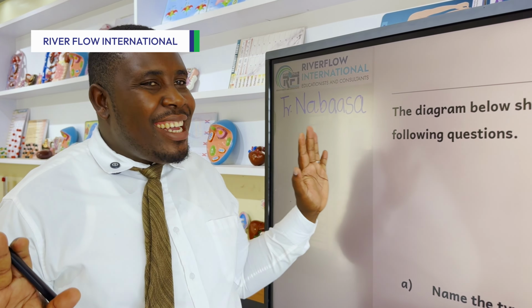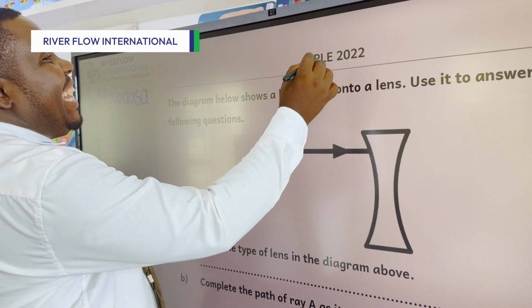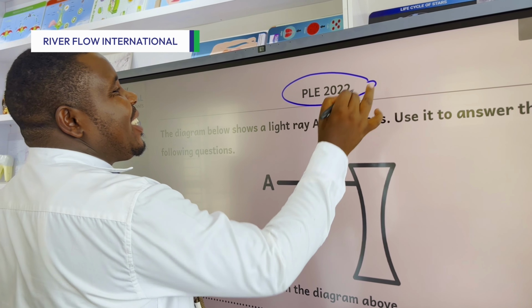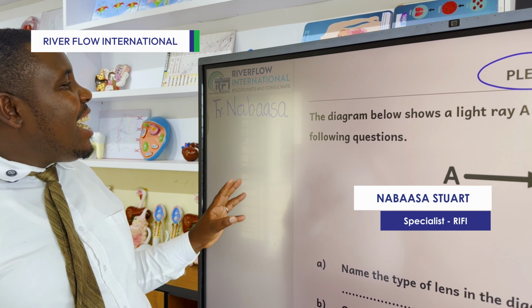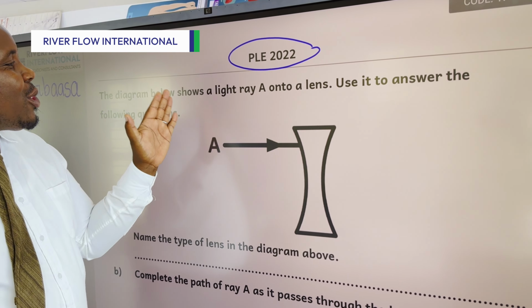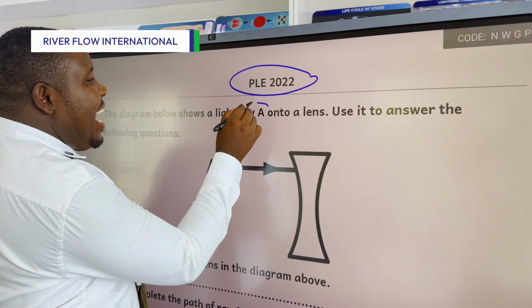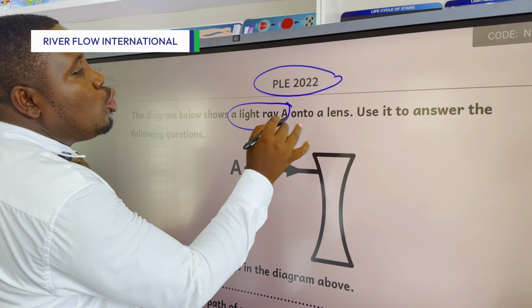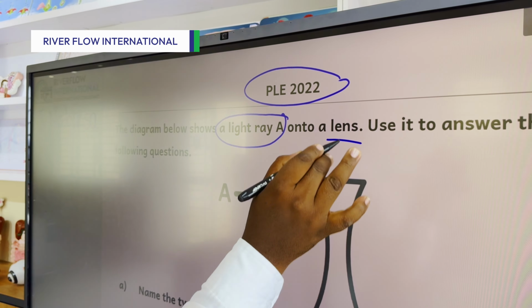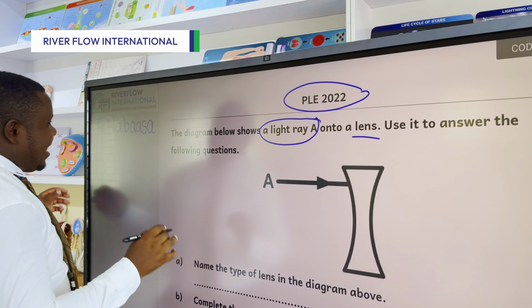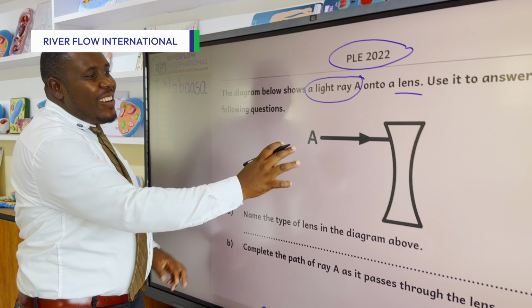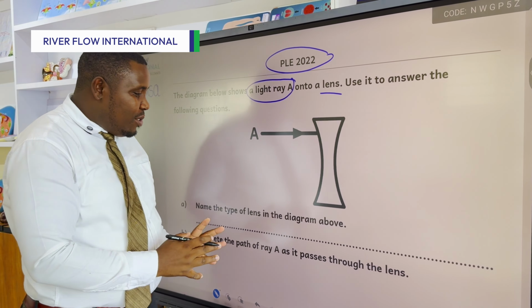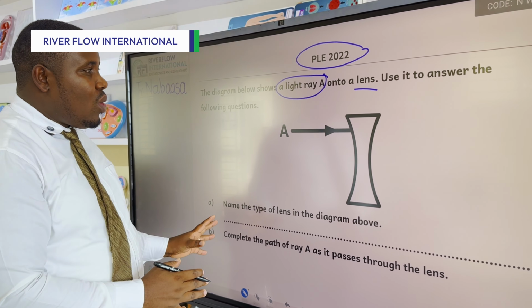Yes, P7, light energy. PLE 2022, this was one of the numbers that were given to the candidates. The diagram below shows a light ray onto a lens. Use it to answer the following questions. Of course, we are here at RIFI International. Now, this is the type of lens given to us, and these are the questions to answer.